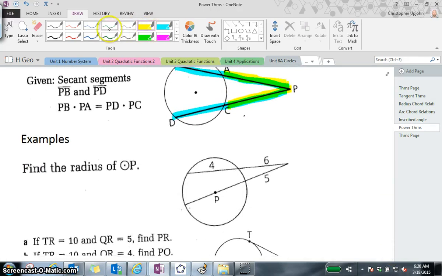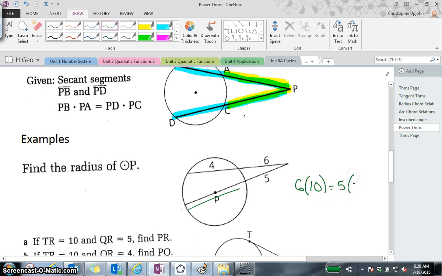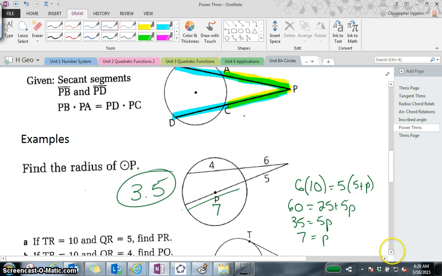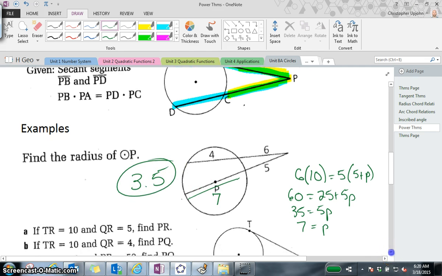Let's try some of these problems here. Find the radius of circle P. Obviously, we want this segment. So this is our secant segment power theorem. So 6 times the whole thing, 10, equals 5 times the whole thing, 5 plus p. Multiply. Subtract 25 from both sides. P equals 7, but that's this whole segment. So we have to cut that in half because we want the radius, so our radius is 3.5. So that's our secant power theorem.